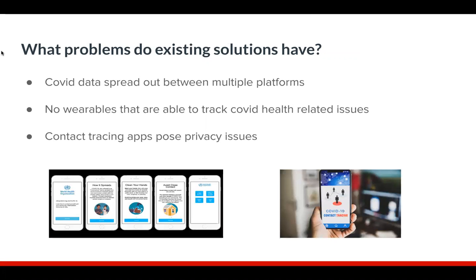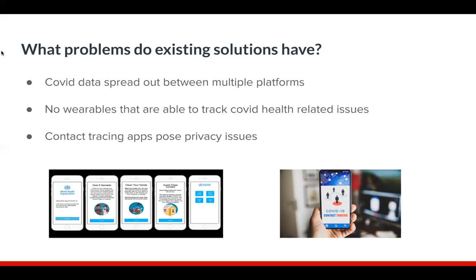So, some common problems existing solutions have. One is that there really is no existing solution right now that successfully implements a one-stop shop platform for all COVID-related data. A person has to navigate multiple platforms to find all of the data they are looking for. For example, you cannot see high-risk COVID areas and track your COVID symptoms in the same application.